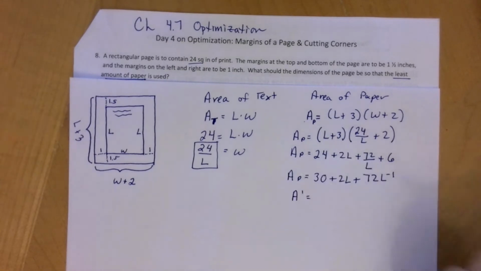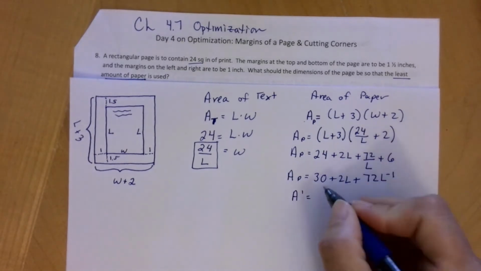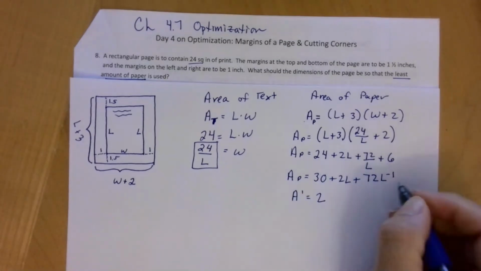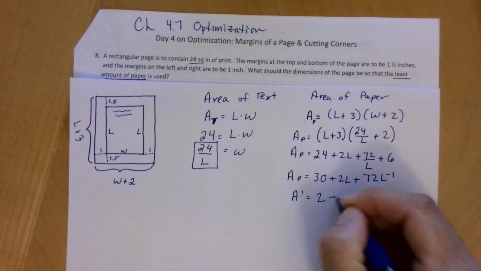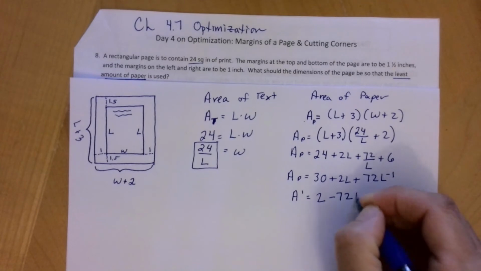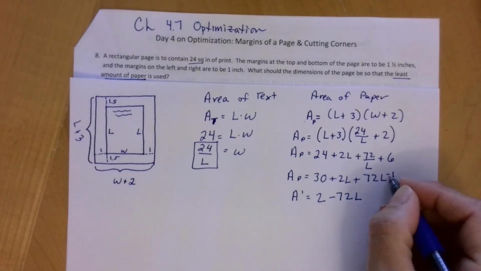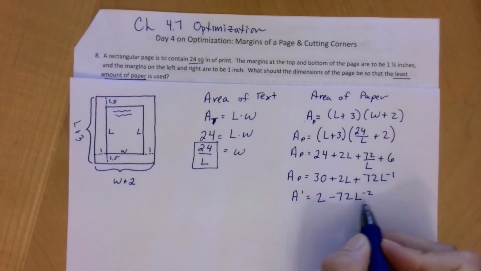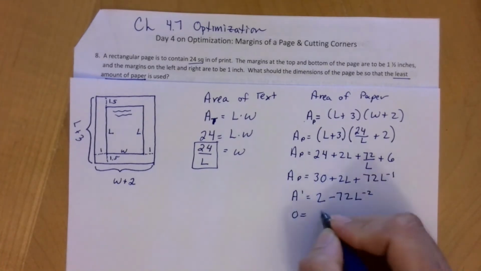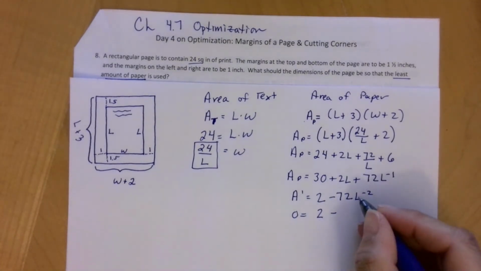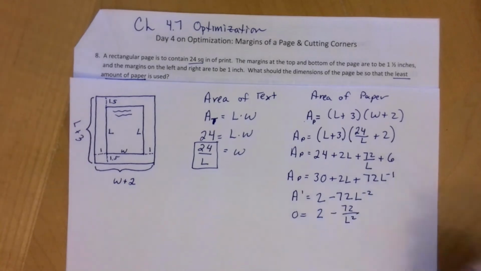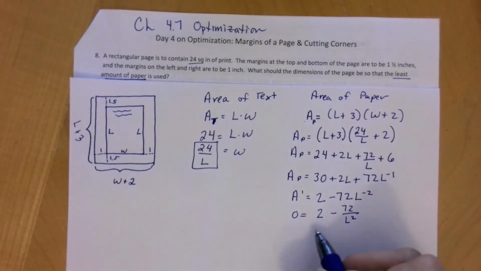So derivative of area, I'm going to call A prime. Derivative of 30 is 0. The derivative of 2L is 2. And then negative 1 times 72 is minus 72. L to the negative 1 minus 1 is negative 2 power. I now have an equation for my derivative. I'm going to set that equal to 0. And while I'm setting that equal to 0, I'm going to push this L to the denominator and write this equation in its natural form. And now I'm going to solve from here.